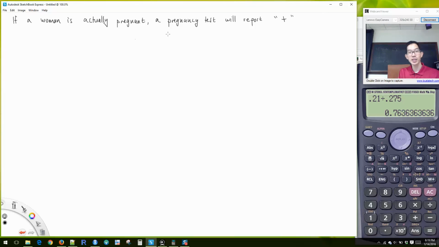So if a woman is actually pregnant, a pregnancy test will report plus, and we will say these are not high quality tests, okay? So this will be with probability 0.98. Most modern pregnancy tests are like 99 point something percent accurate and have very low false rates, okay? And again, this is a bad test.